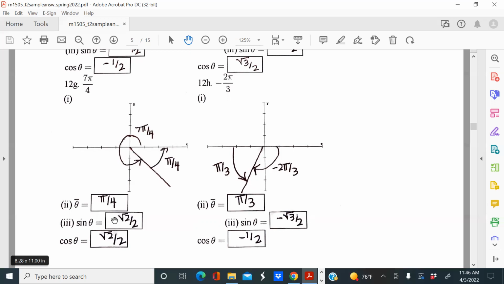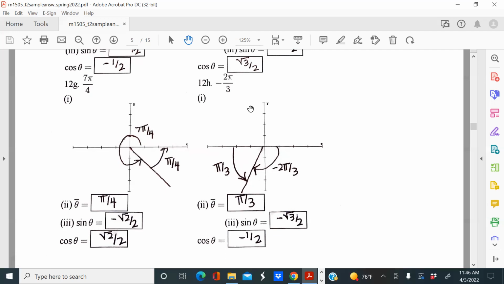In this case, sine will be negative because we're in the fourth quadrant. Sine is negative because the y-axis is negative in the fourth quadrant, but the cosine will stay positive because in the fourth quadrant, cosine is positive because the x-axis is positive.